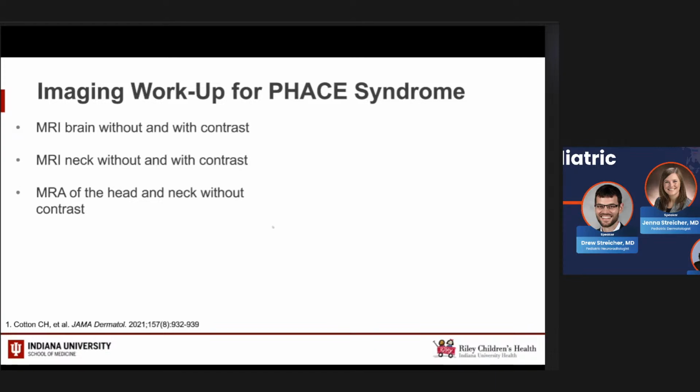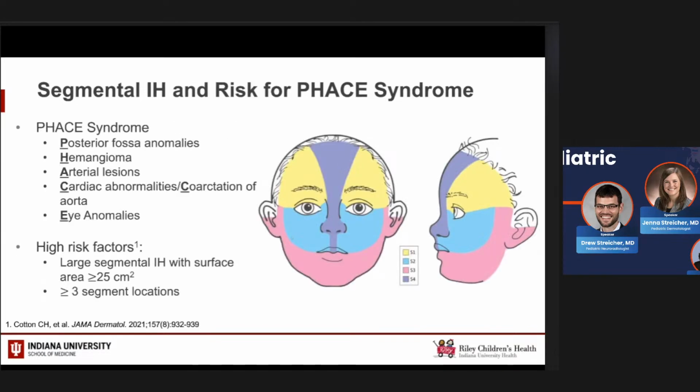And just to emphasize, a segmental hemangioma in what we call the mandibular region, segment 3, has a higher risk. If you have a segmental hemangioma in segment 3, that is a high risk for airway hemangiomas. So when you see that, those are the ones we need to evaluate for airway involvement, not necessarily to help us with the PHACE diagnosis, but those are ones where we do think about airway involvement.